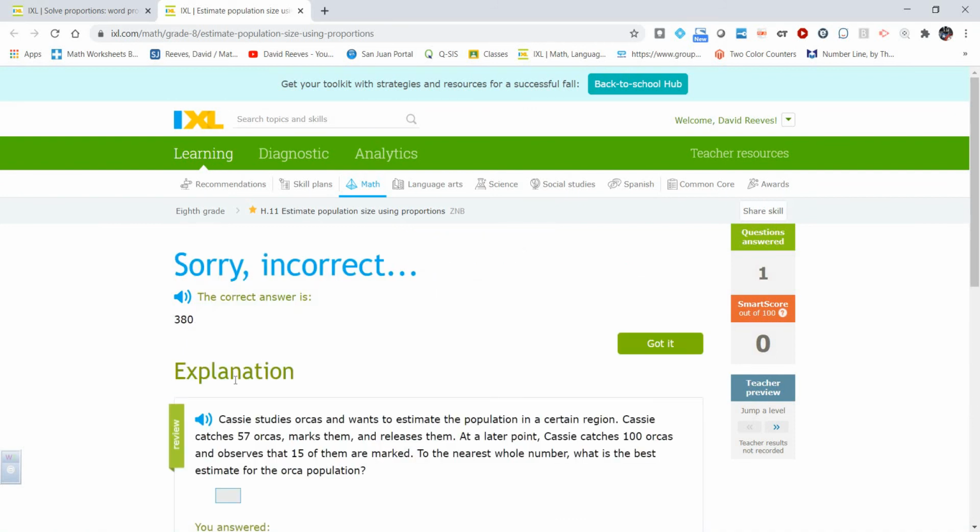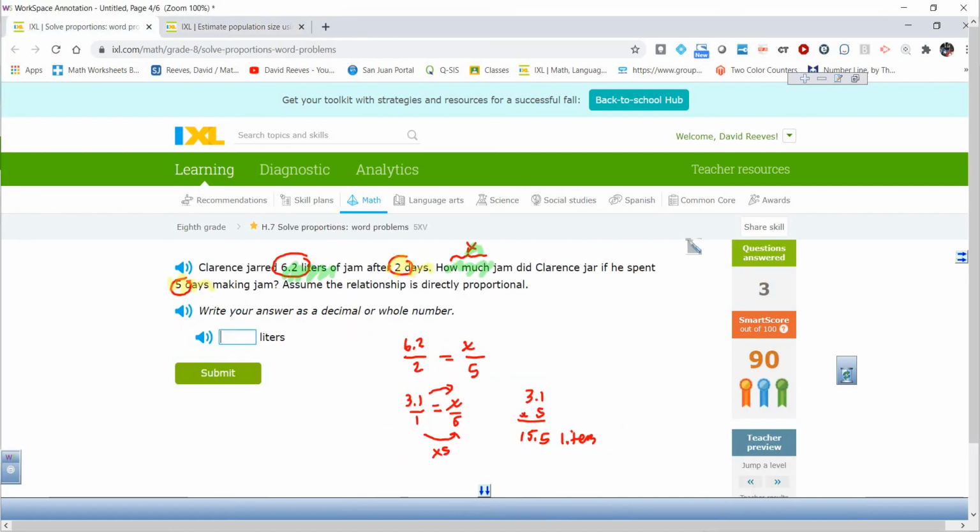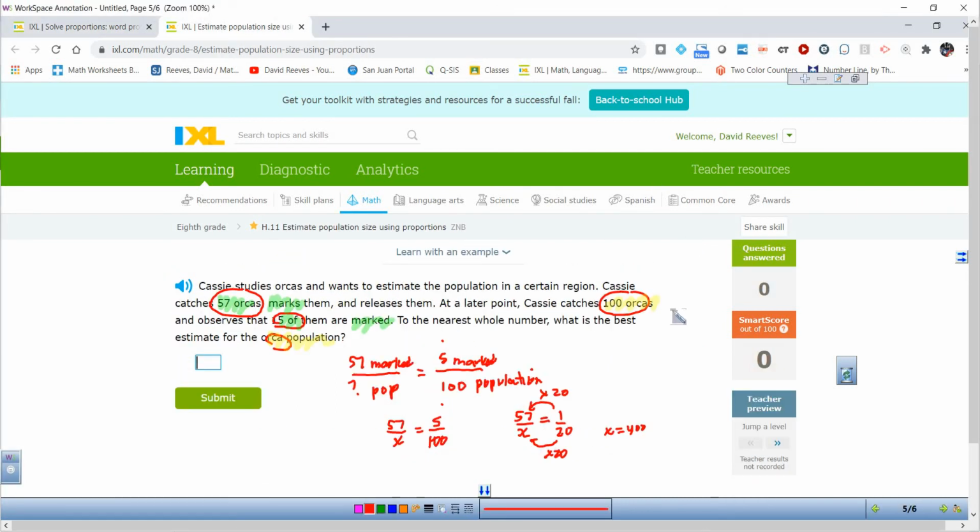And it is incorrect. Okay, because it is 57, not 50. Well, let's see what I did wrong here. What did I do wrong? 1 times 20 is 57. Really, Mr. Reeves? Wow, 1 times 57, 20 times 57.